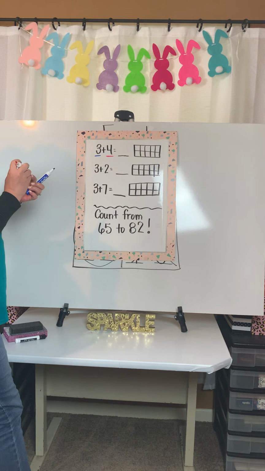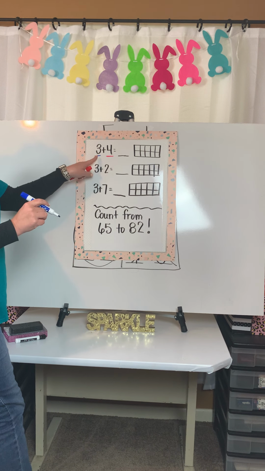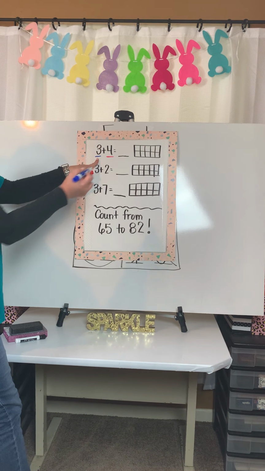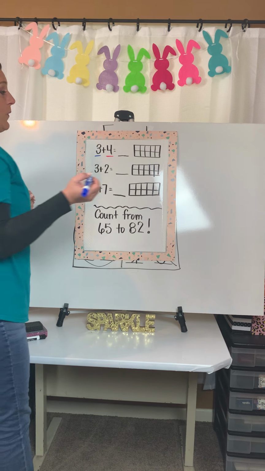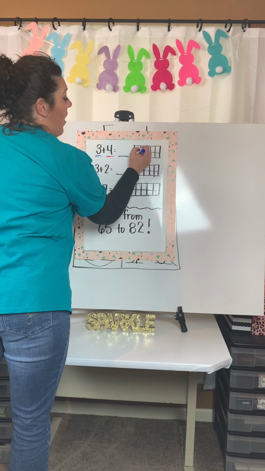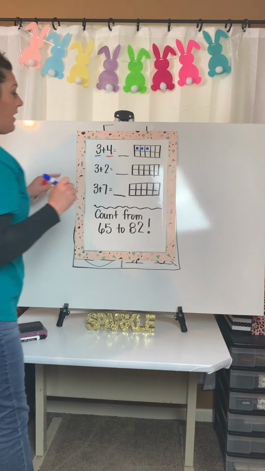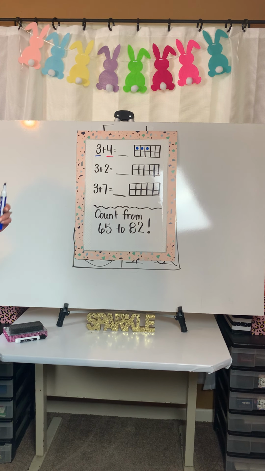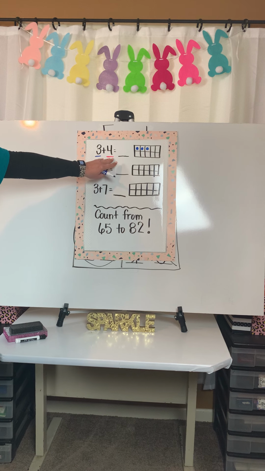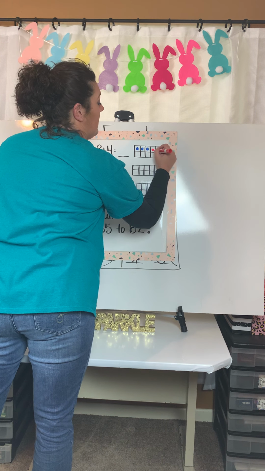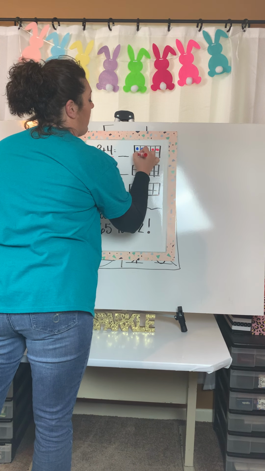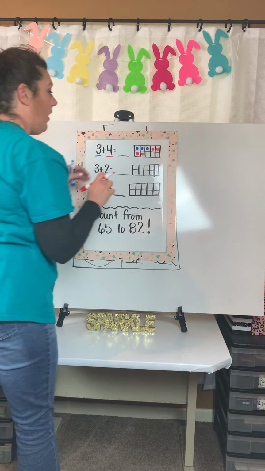All right, so the way we're going to do this in our tens frame is since we have a 3 here, I've underlined the 3 in blue. We're going to put 3 blue dots in our tens frame. So we're going to do 1, 2, 3 blue dots. Okay, how many red dots are we going to have? We're going to have 4 red dots. So we're going to say 1, 2, 3, 4.